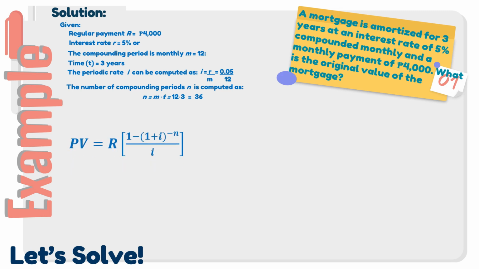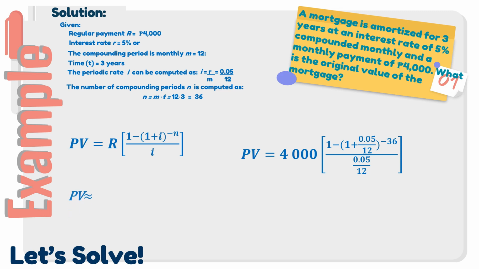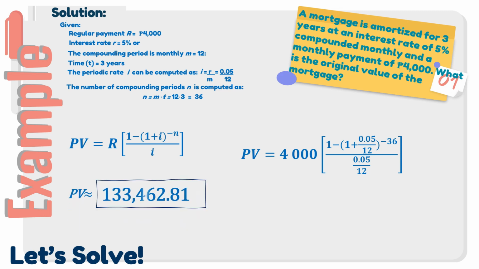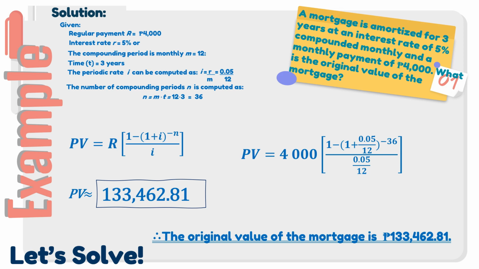Substitute now the given to the formula of PV, which is PV = regular payment R times the quotient of 1 minus the quantity 1 plus i raised to negative n, and i. Substituting the given, you will have this equation. Then, press this on your calculator. It will give you the answer, PV approximately 133,462 and 81/100. Therefore, the original value of the mortgage is 133,462 pesos and 81 centavos.